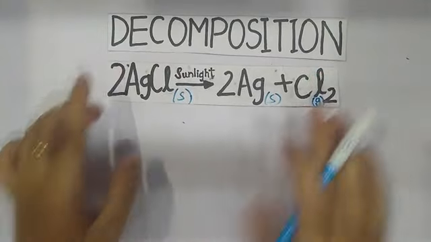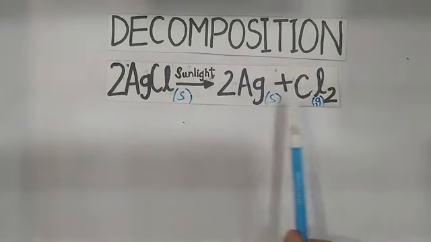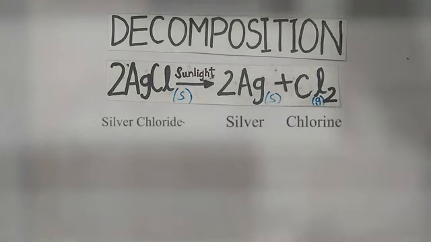Then we have a few other examples, such as 2AgCl in the presence of sunlight gives us 2Ag plus Cl2. So what is happening here? We have AgCl, which is silver chloride. Ag is silver, Cl is chlorine. Together they form silver chloride. That is taken and put under the sunlight, because of which we are getting smaller compounds, or as in here, elements. So this breaks down to give us Ag and Cl in the presence of sunlight. That is an example of decomposition.